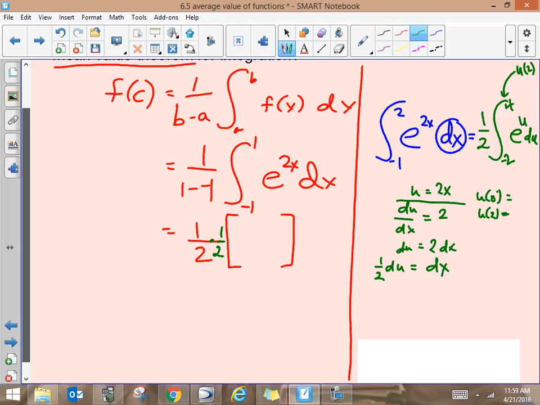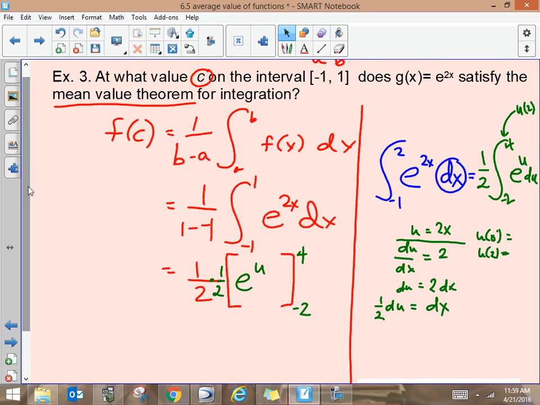What's the antiderivative of e to the u? e to the u, and I'm now stuck with -2 and 4. Okay? If you change this to u, you have to change these limits. 2 times 2 is 4, is it not? Oh, yikes. Okay, there you go. Now you're making sense.